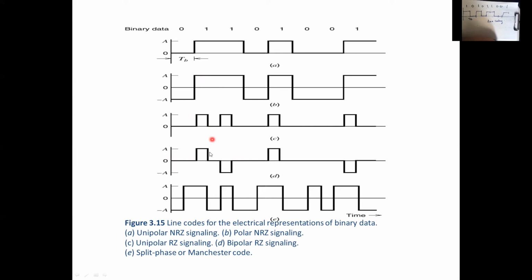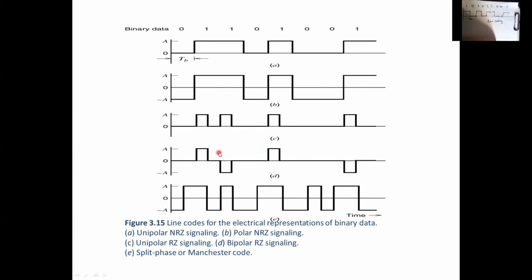So both of these are 1s, but the first one is represented with a positive voltage, while the second is represented with a negative voltage. And then the third one with a positive, and then the fourth one with a negative, and so on. So this is the fourth one. Now this is a representation called the bipolar return to 0.